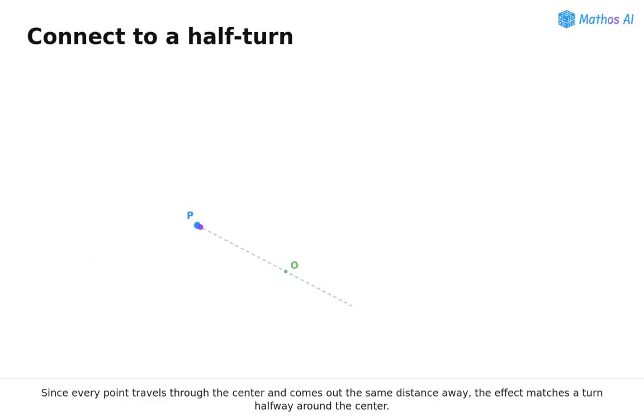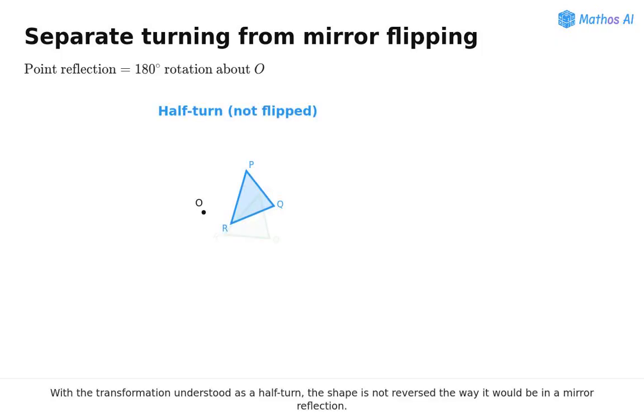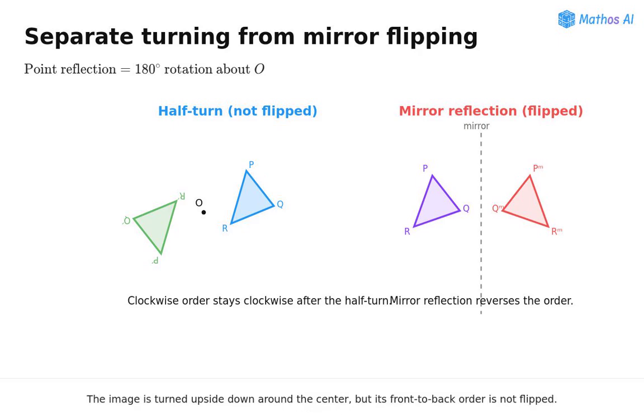Since every point travels through the center and comes out the same distance away, the effect matches a turn halfway around the center. A point reflection is the same transformation as a 180-degree rotation about the center. With the transformation understood as a half turn, the shape is not reversed the way it would be in a mirror reflection. The image is turned upside down around the center, but its front-to-back order is not flipped.